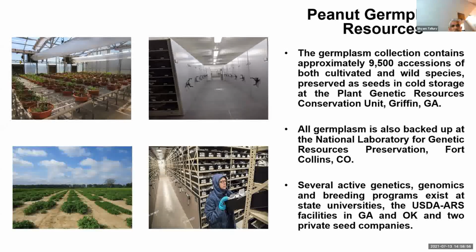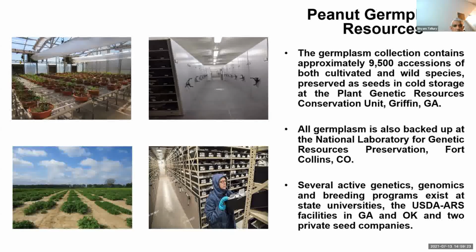And as you see in the top, all the wild species are regenerated periodically in the greenhouses. And the cultivated peanuts are regenerated in field plots to replenish fresh seeds into the gene bank collection. And we maintain the seeds at minus 18 freezers, as you see in the top right.